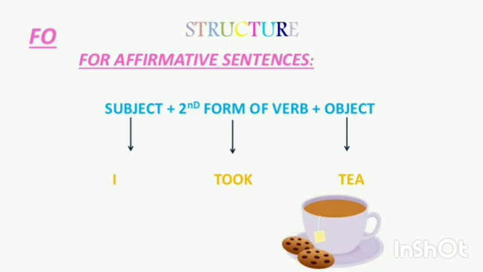Now the structure for affirmative sentences. So what can be the structure of making affirmative sentences in simple past tense? First of all, you need to use subject. Here the subject is I. Then second form of verb, took. Took is the second form of the main verb take. Take, took, taken. Plus object, tea. I took tea. Okay, students, so for affirmative sentence, you need to use subject plus second form of the main verb plus object.